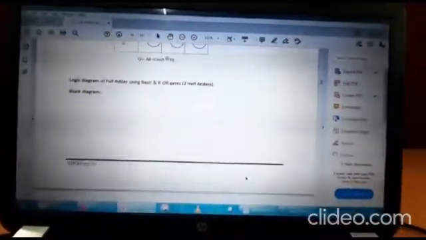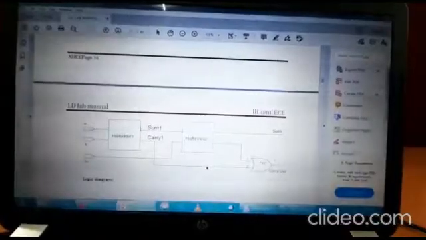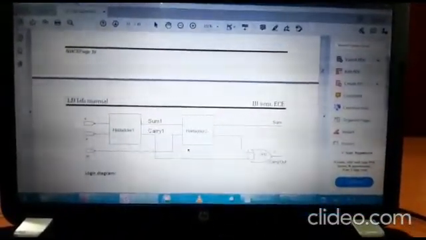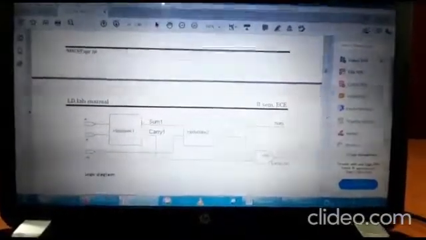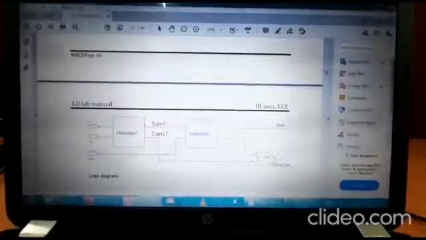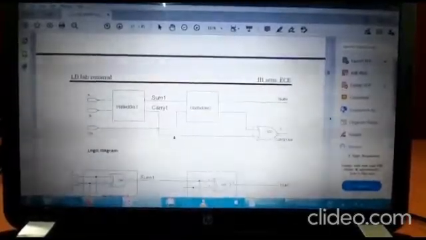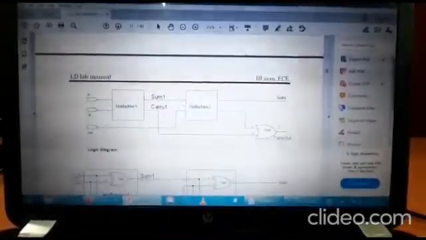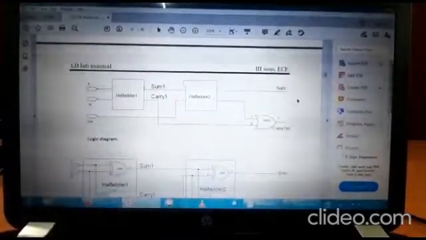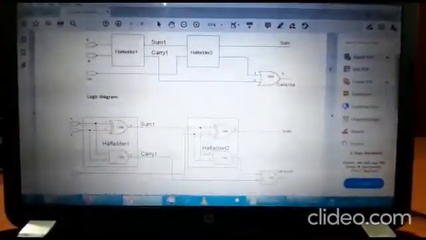gates as we have done for half adder. So full adder can be implemented using two half adders and an OR gate. You can see this is the block diagram showing how the outputs of the half adders are given to an OR gate in order to generate the C out for the full adder. The sum output of the first half adder is directly input to the second half adder to generate the sum.